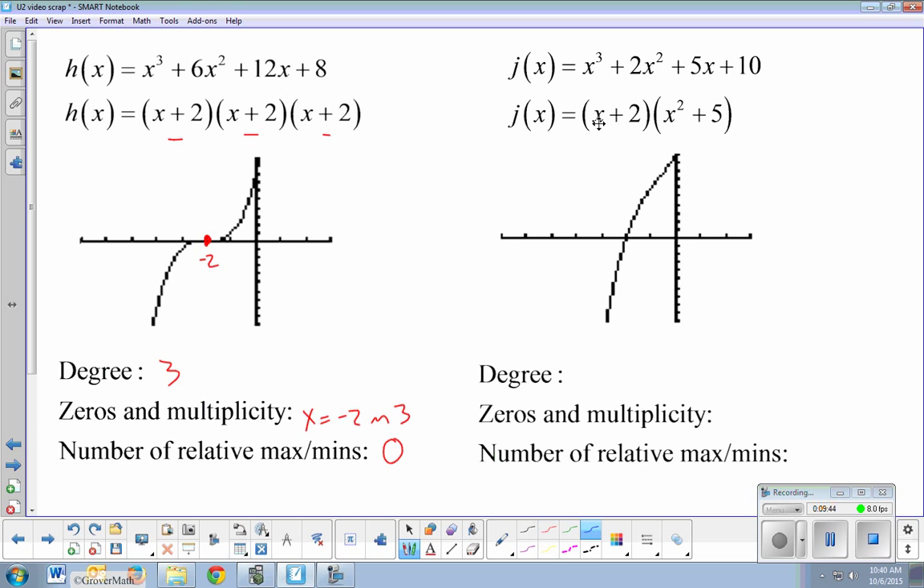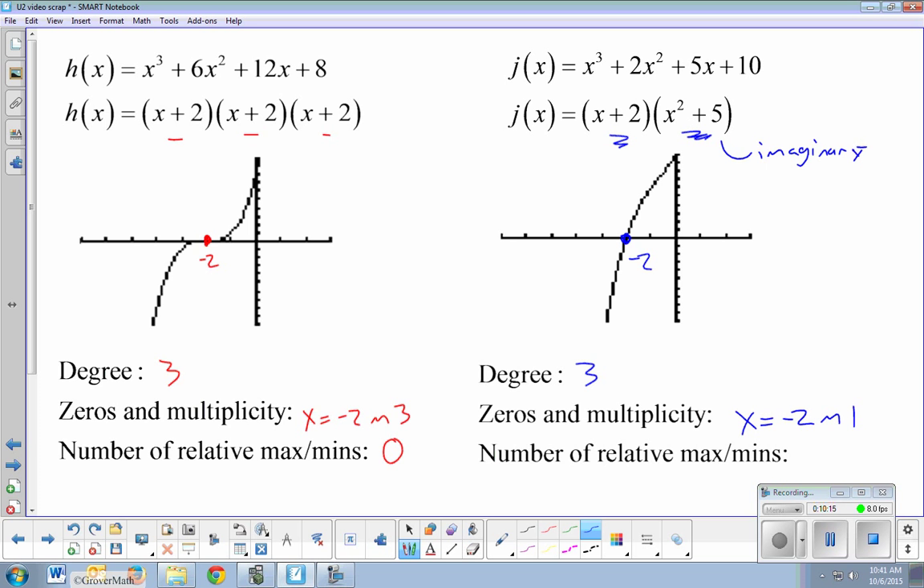And then there's the last case. This is also a degree 3, and there's only 1 root, x equals -2, but its multiplicity isn't 3 like it was here. Its multiplicity is 1 because there's only one factor of x plus 2. So where are the other roots? Well, x squared plus 5 is not a factorable term, and this is going to produce imaginary roots.